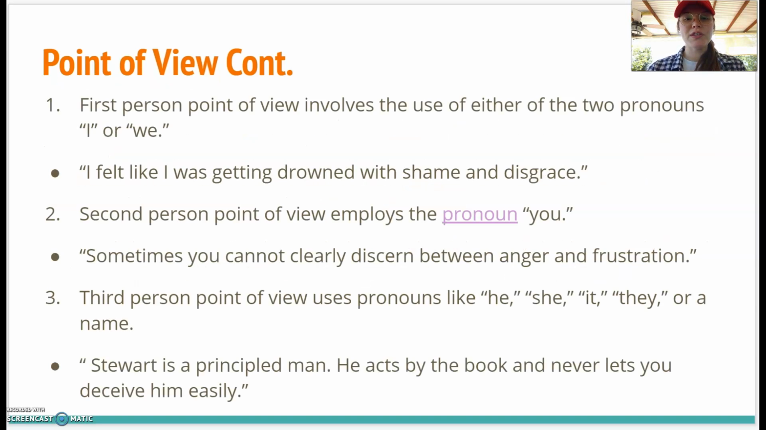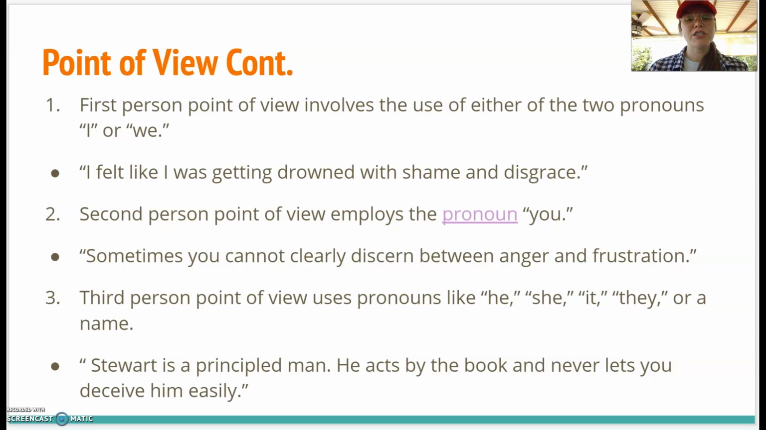So for first person, we're using the pronouns I or we. An example of that would be, I felt like I was getting drowned with shame and disgrace. Then, second person point of view, this is the pronoun you. So you would see sentences like, sometimes you cannot clearly discern between anger and frustration.